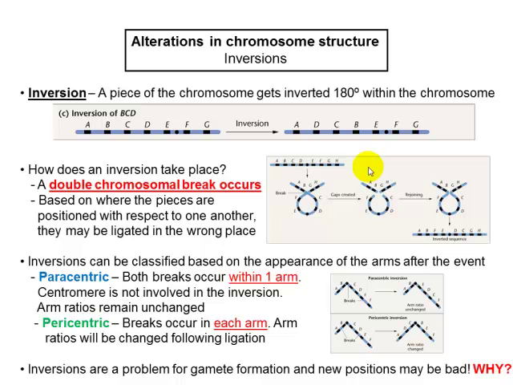Now, as I mentioned here, inversions can be a problem for gamete formation. The problem would be that the chromosomes will not recognize each other, and the homologous chromosomes would have a hard time finding their respective pairs. So basically, a lot of times it's going to be embryonically lethal, but it can cause a lot of developmental problems, or loss of function or gain of function problems.